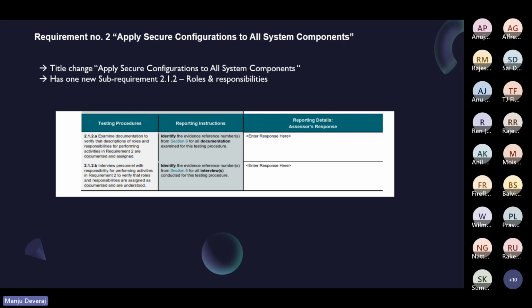There is no conflict of interest there, and they understand the responsibilities. There should be interview, there should be observation, and there can be additional evidence, system evidence or something to confirm that. But here it says to identify the evidence reference number for section 6 or all documentation examined for this documentation, and then interview. It says here documentation and interview. Okay.